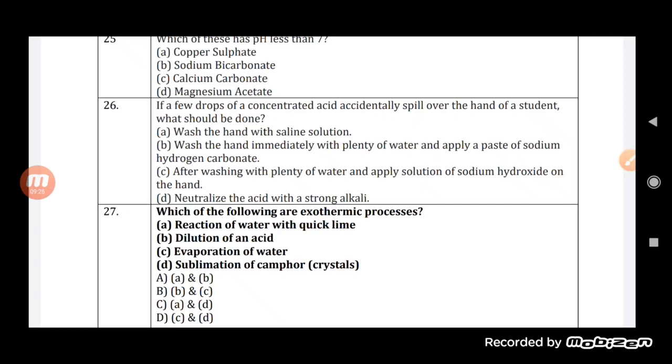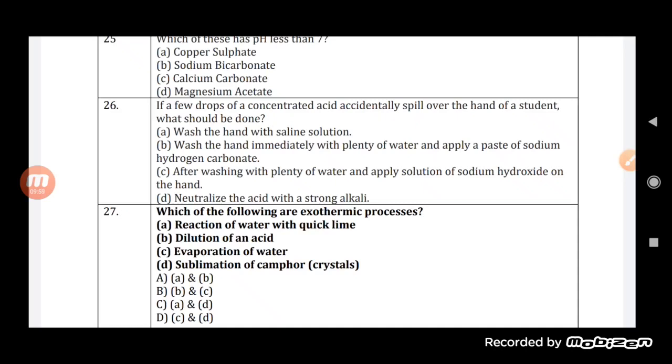So if the concentrated acid spills over the hand of the student, we must wash the hand immediately with plenty of water, and then we apply a paste of sodium hydrogen carbonate on the place where the concentrated acid fell. The third option says that after washing with plenty of water, apply a solution of sodium hydroxide.